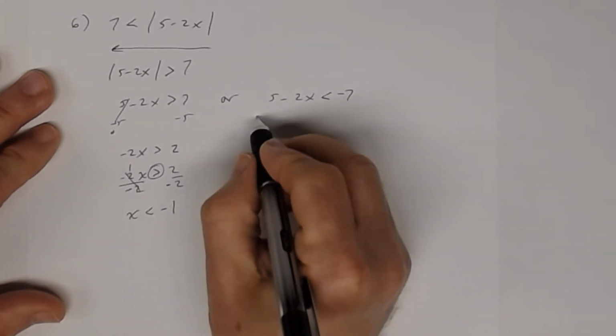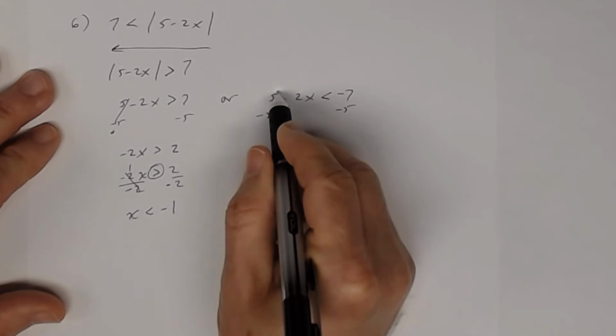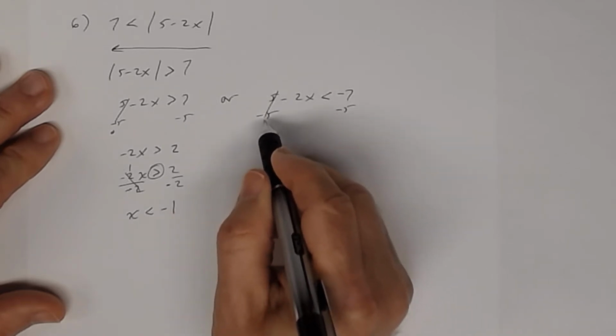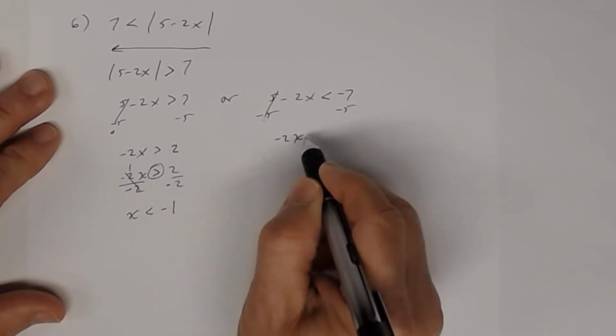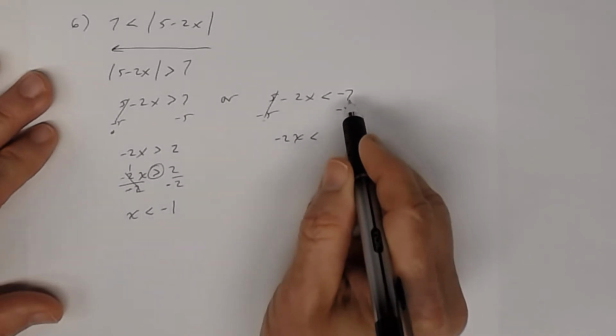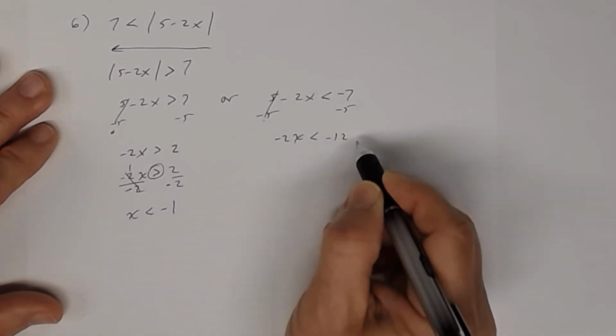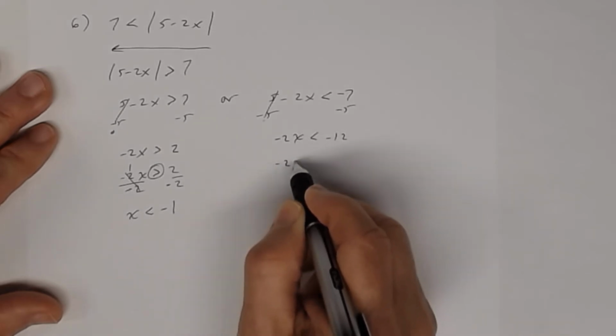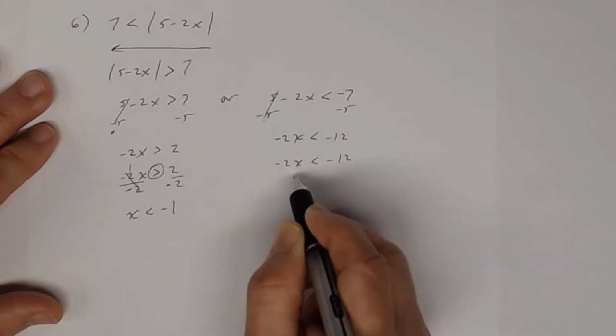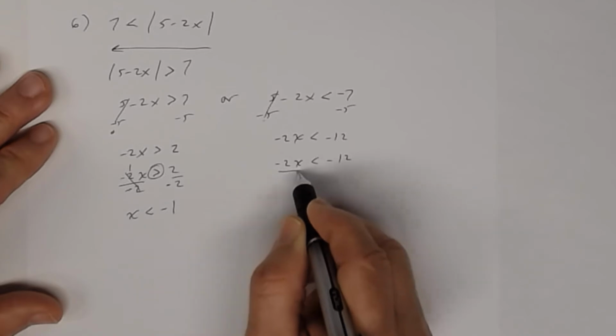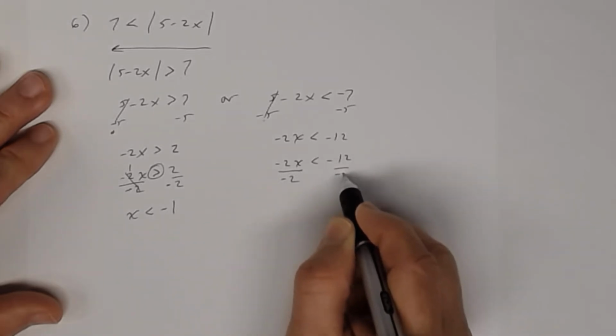Over here, subtract 5 from both sides. 5 minus 5 is 0. So 0 to negative 2x is a negative 2x. It's going to be less than. Negative 7 and a negative 5 is a negative 12. Okay, I'm going to rewrite this over. Remember, to get x by itself, you got to divide both sides by negative 2. Same thing here.